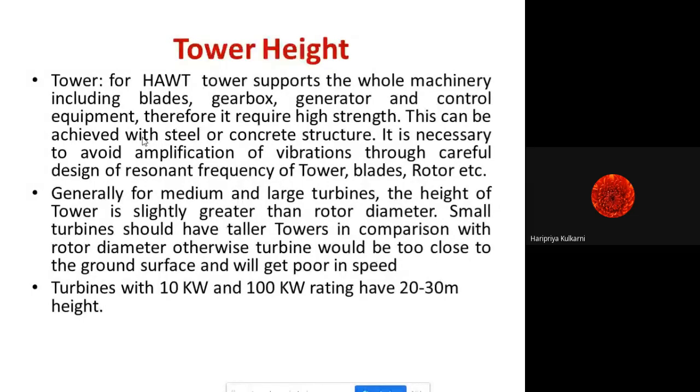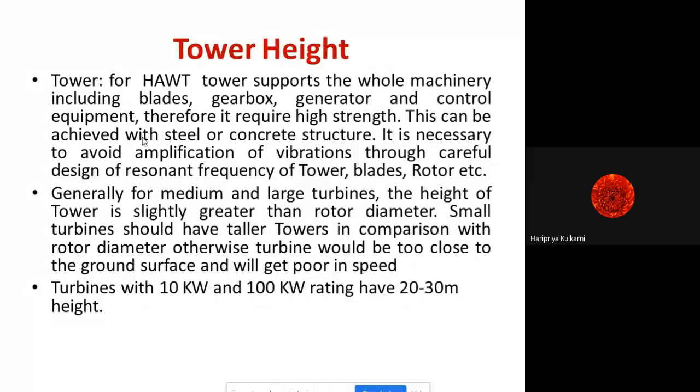But a small turbine should have a taller tower in comparison with the rotor diameter. Otherwise, the turbine would be too close to the ground surface and it will get poor wind speed. If it is near the ground level, then the wind received will also be less. Okay, so rotational speed will be less, and we want rotational speed for better power efficiency.